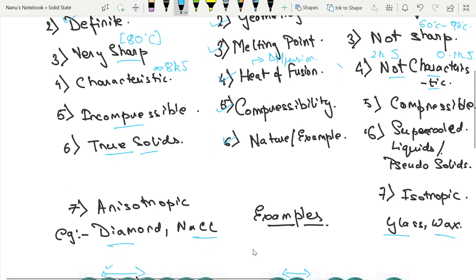One more point which I did not cover is that crystalline surfaces are anisotropic and non-crystalline surfaces are isotropic. So what is this anisotropic and isotropic? I'll have to explain this, and for that I'll show it in the next video.